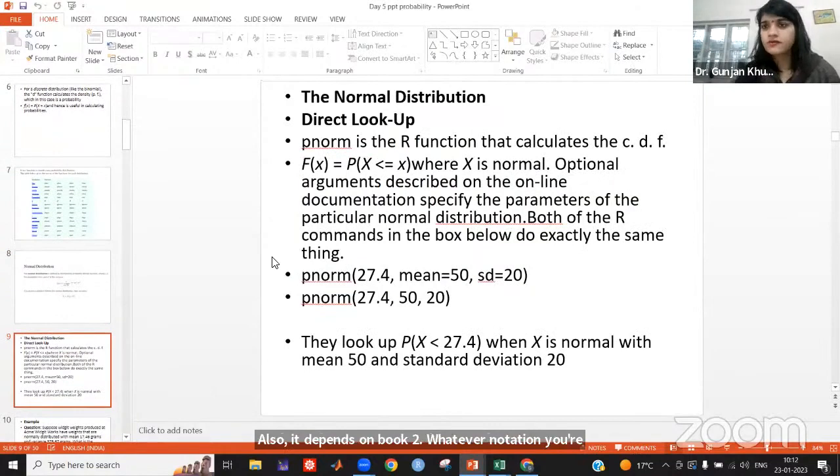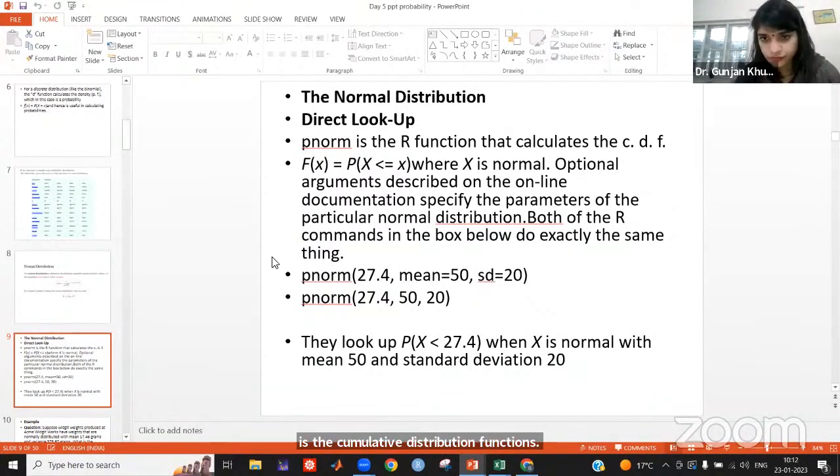So let us talk of normal distribution. Now, pnorm is the function that calculates the cumulative distribution function, and all of you are familiar. If we denote the cumulative distribution function by capital F, then capital F of small x is equal to the probability that the capital X, the random variable that follows the normal distribution, is less than or equal to small x. So that is the definition of the cumulative distribution function, right?